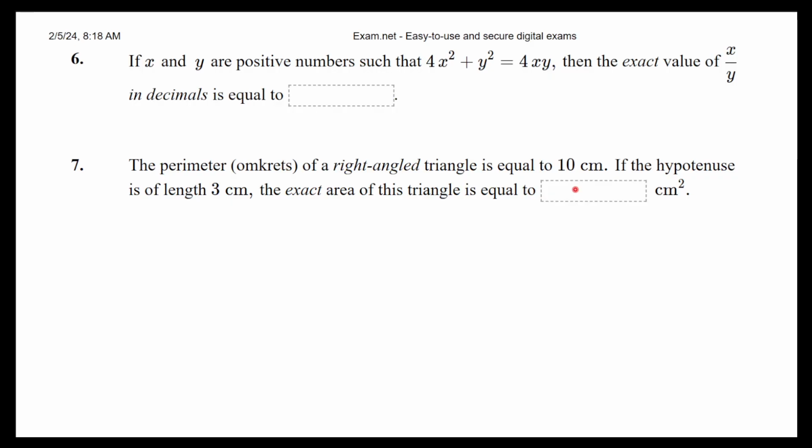So, the perimeter of a right angle triangle is equal to 10 centimeters. If the hypotenuse is of length 3 centimeters, the exact area of this triangle is equal to, and I have put my centimeters squared here, so you just need to find a number and put it here. Okay. So the first thing I will do for this one, as many of you did correctly, is drawing a picture.